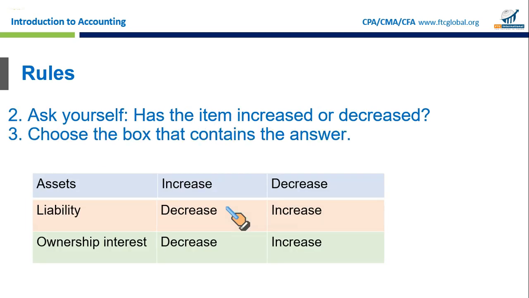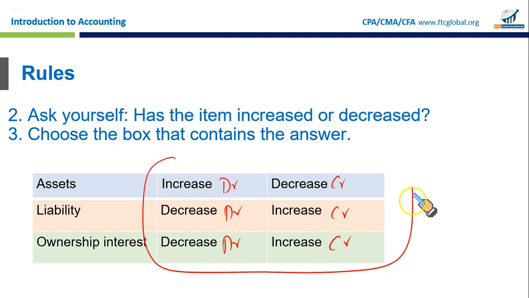So here it is summed up. Increase in asset, debit. Decrease in asset, credit. Decrease in liability, debit. Increase in liability, credit. Decrease in ownership interest, debit. Increase in ownership interest, credit. This is the fundamental concept in accounting. Learning it is very important. These rules will help you in properly recording transactions.